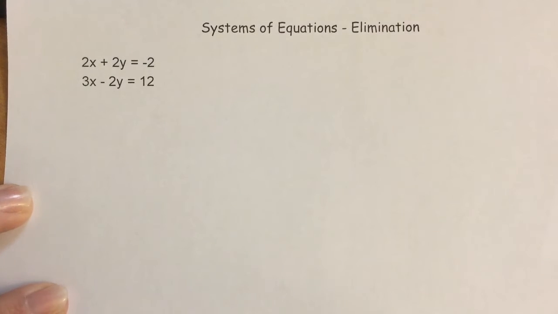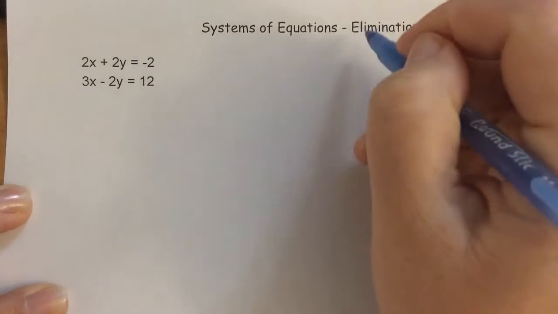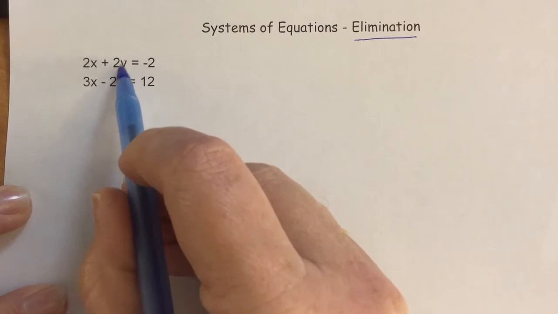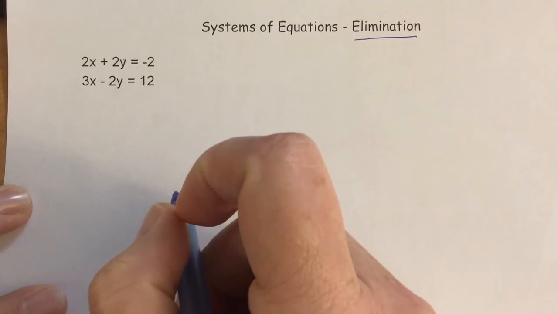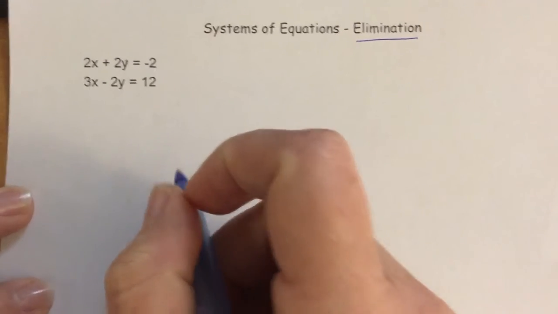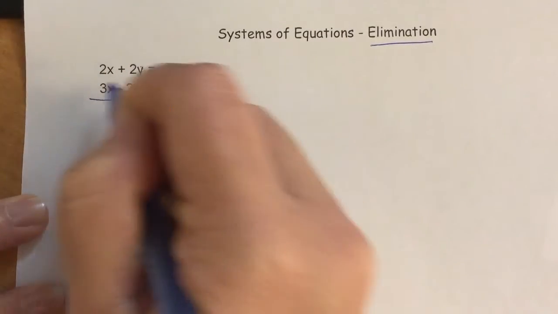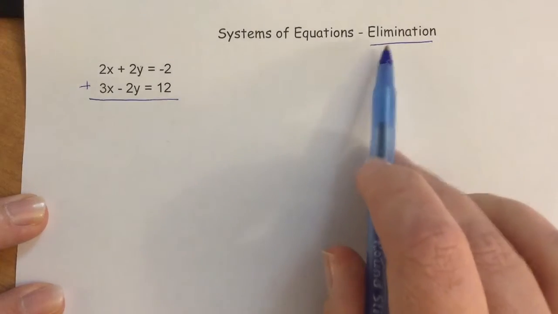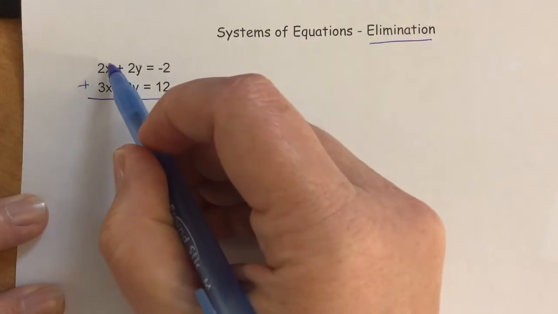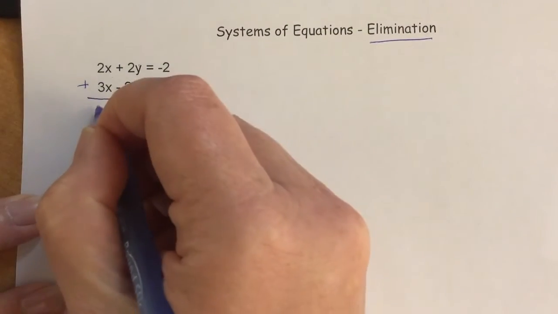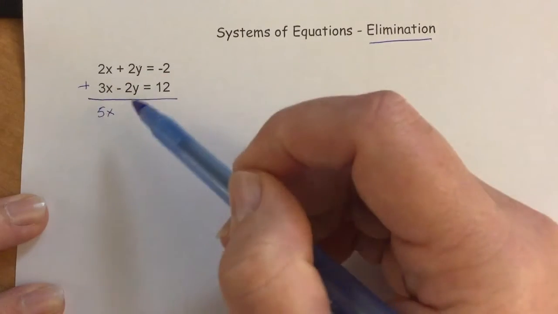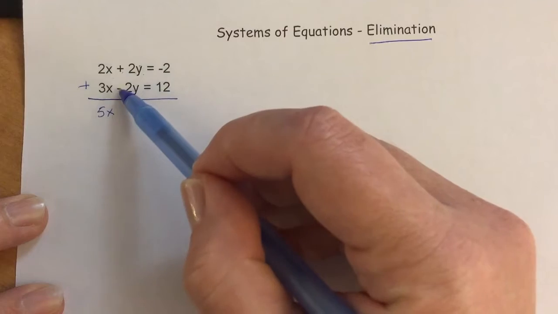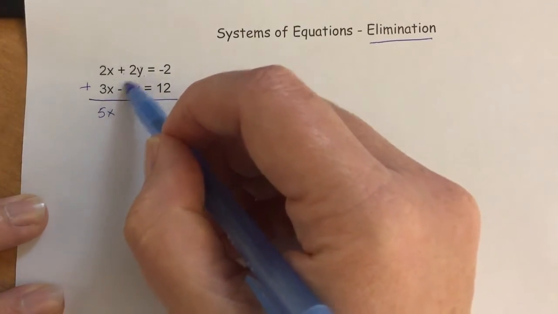Another way to solve systems of equations is by elimination. So again, we have two variables, x and y, which means we need two equations to solve it. What you're trying to do is add straight down and have one of the variables get eliminated. So if you follow straight down, 2x plus 3x would give us 5x. Now when we add 2y, a positive 2y plus a negative 2y, these actually cancel.